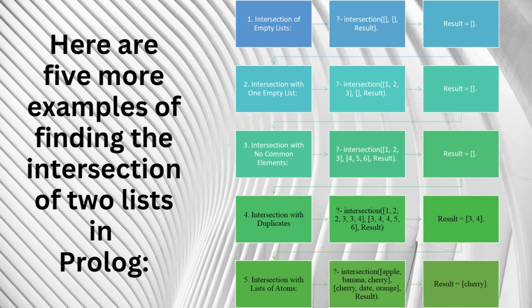Next type is intersection with lists of atoms. You query apple, banana, cherry in one list, comma cherry, date, orange in the other list, and result. The result will be cherry. These examples demonstrate how the intersection predicate works in Prolog to find the common elements between two lists, handling various scenarios including empty lists, lists with no common elements, and lists with duplicate elements.